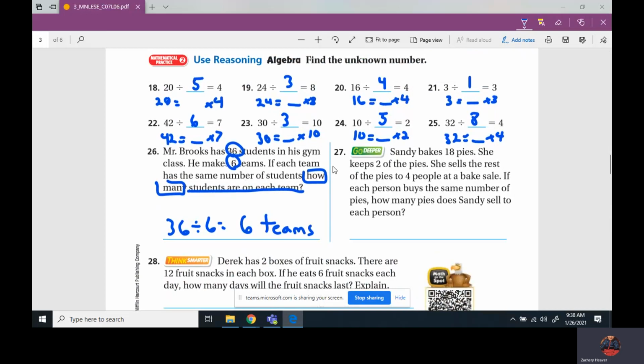So, Caleb, Sandy bakes 18 pies. Make sure you're circling. She keeps 2 of the pies. She sells the rest of the pies to 4 people at a bake sale. If each person buys the same number of pies, how many pies does Sandy sell to each person? So, what are you going to do first, Caleb?